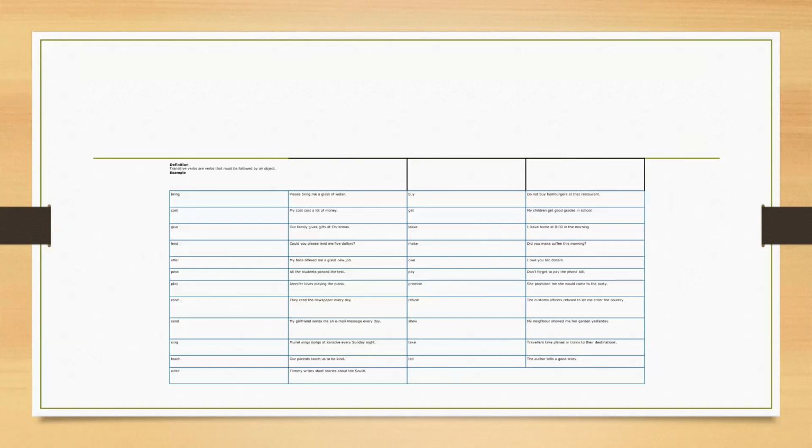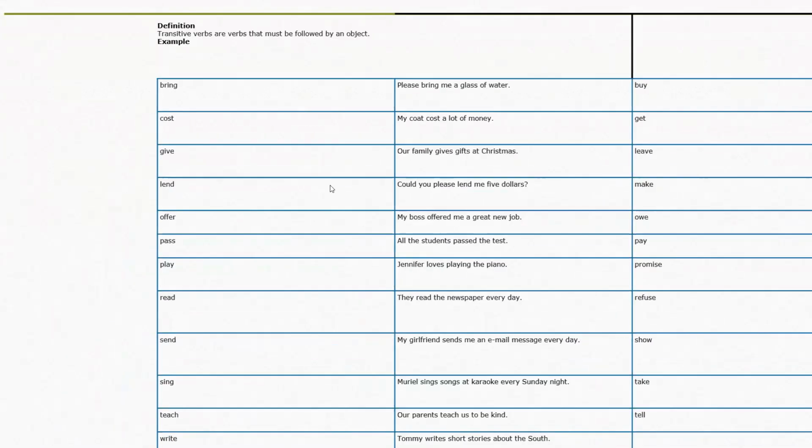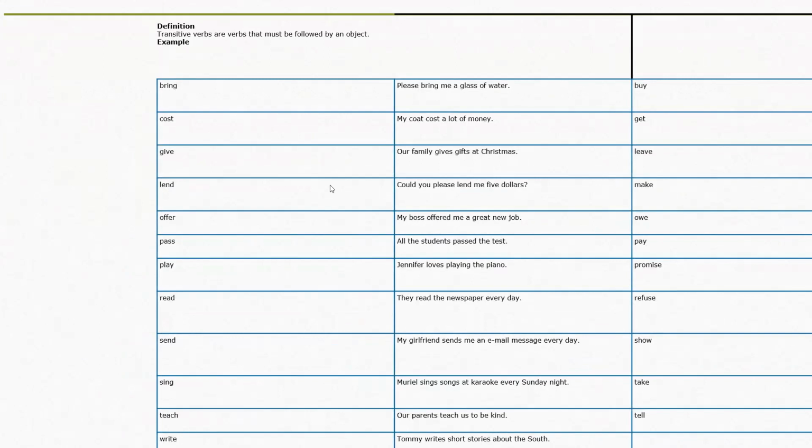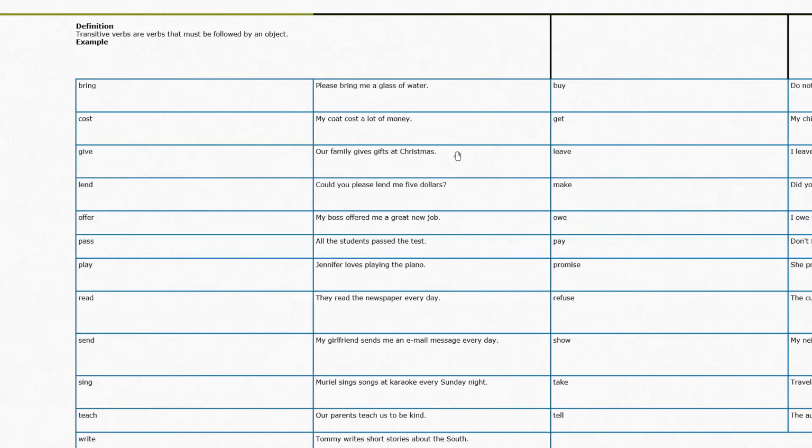Now these are some examples of transitive verbs I gave: bring, cost, give, lend, offer, pass, play, read, send, sing, all these things. See the sentence: Please bring me a glass of water. Here, glass of water is the object. My coat cost a lot of money. So a lot of money is the object here. Our family gives gifts at Christmas. Here gifts are the object.